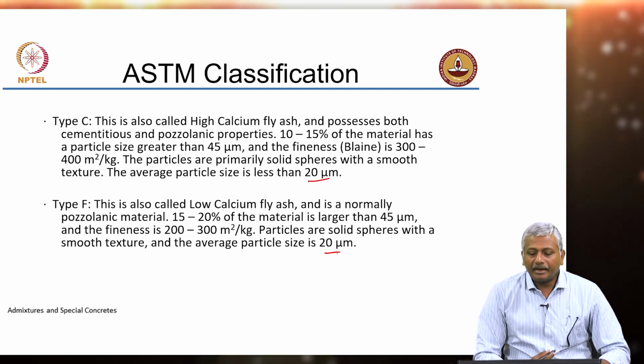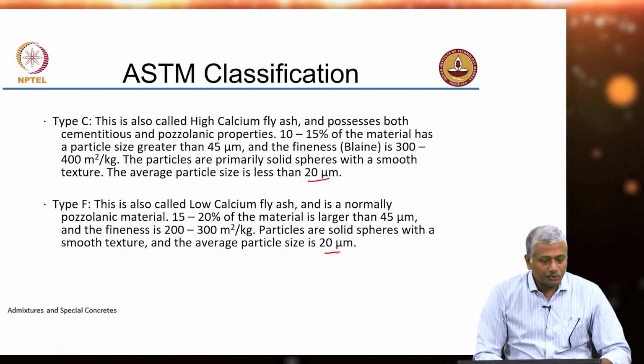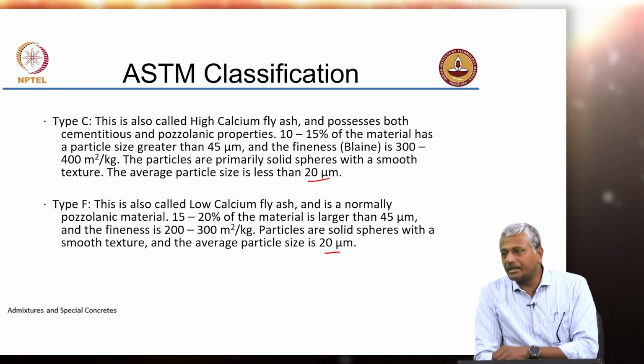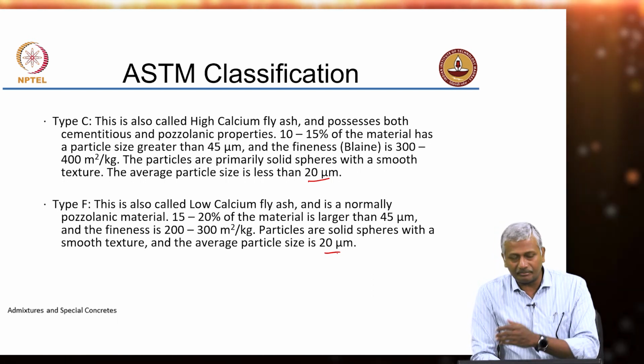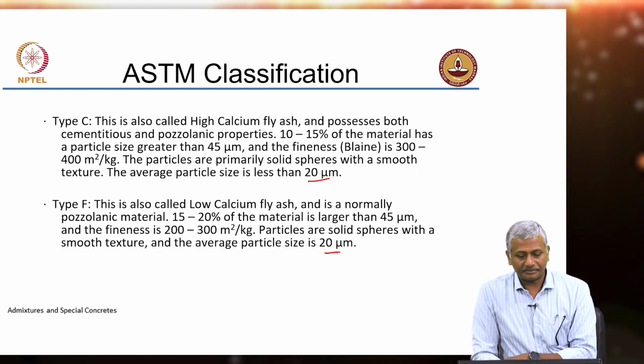Blaine fineness could depend, but it generally ranges in the same order of the cement, not much different. Okay. And again, you can also test the particle size with respect to sieving through a 45 micron sieve. So, generally cement has nearly 90% passing the 45 micron sieve. Fly ash will have about 80% passing the 45 micron sieve.